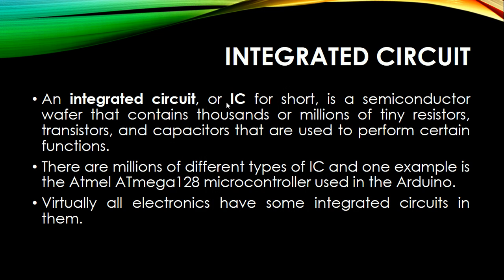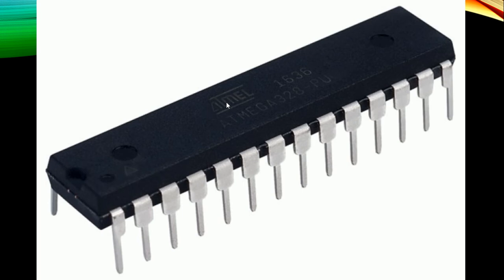Okay, next we have the integrated circuit. An integrated circuit, or IC for short, is a semiconductor wafer that contains thousands or millions of tiny transistors, resistors, and capacitors that are used to perform certain functions. There are millions of different types of IC, and one example is the ATmega 328 microcontroller used in the Arduino. So virtually all electronics have some ICs in them. This is an example of an IC, the ATmega 328, the IC that is included in your Arduino.